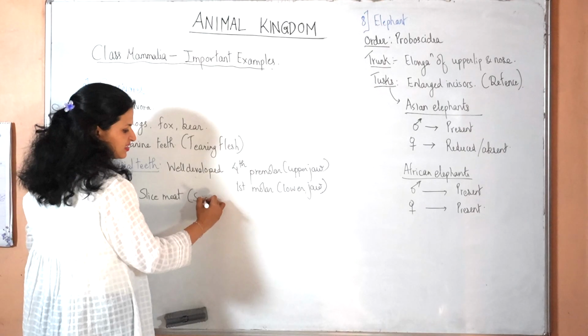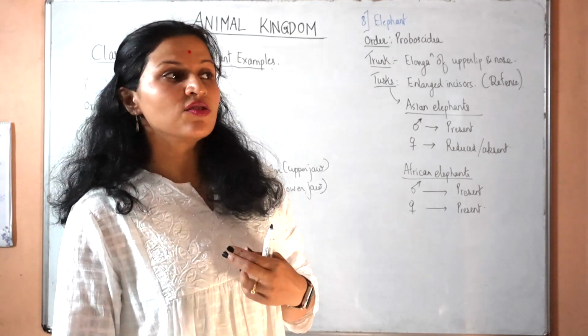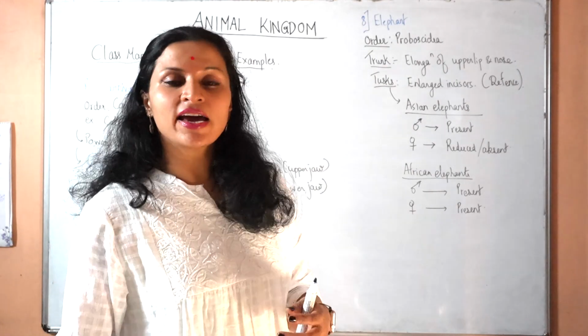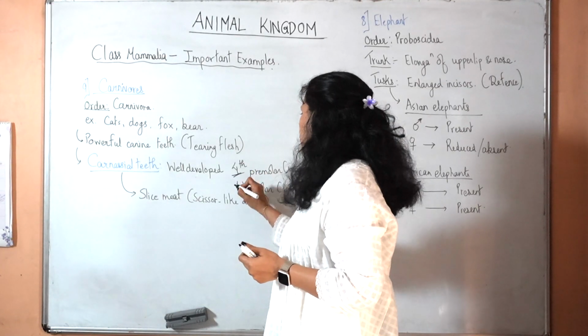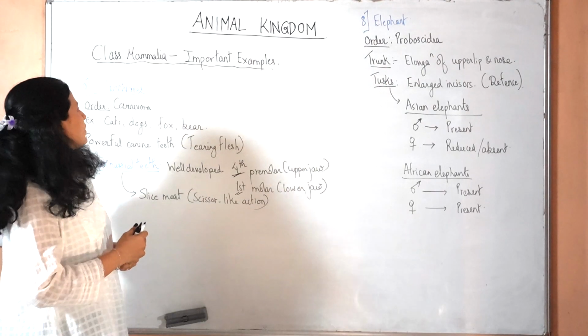They have a scissor-like action. They slice meat like scissors, the way they are arranged. Their arrangement is such that it enables slicing the meat nicely. These teeth are called carnassial teeth, which include the fourth premolar of the upper jaw and the first molar of the lower jaw. That was about the carnivores.